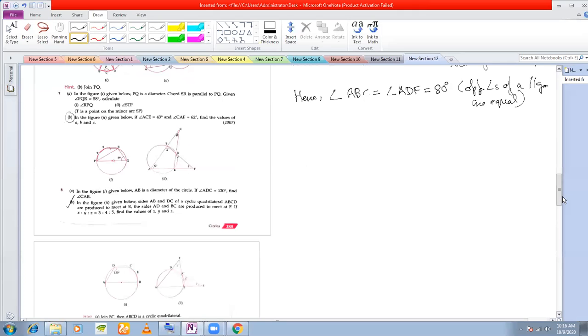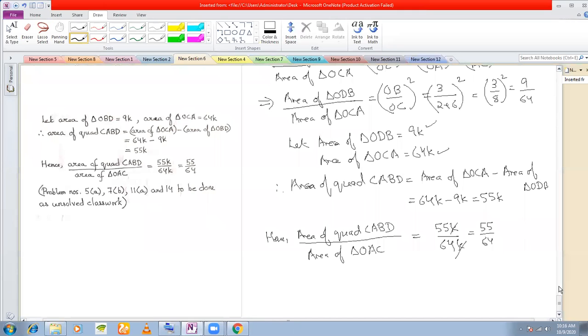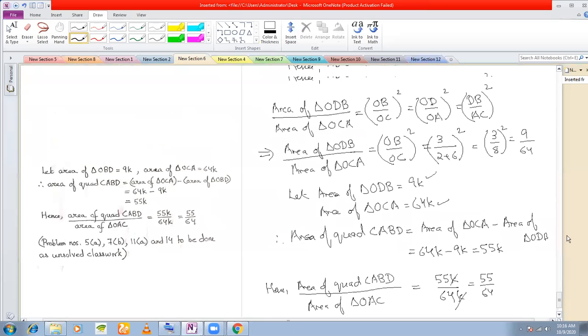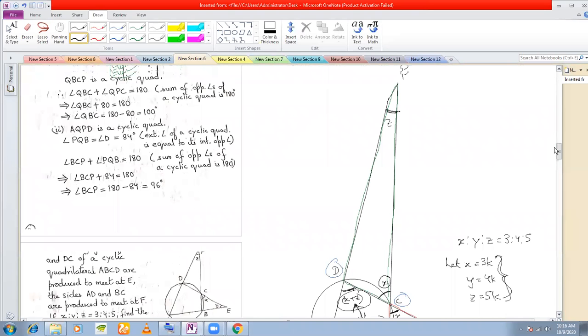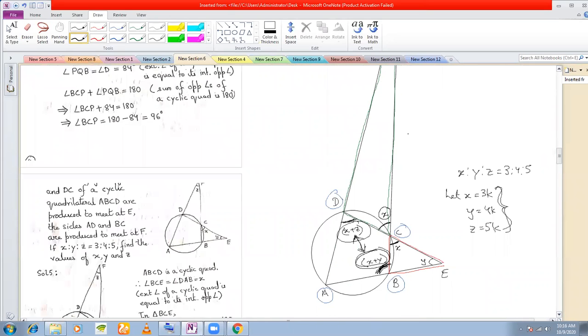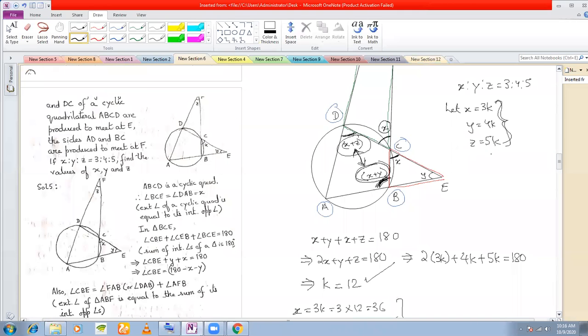7b. 7b is somewhat like this sum. I mean, mostly very similar. So let's see how to do 7b.